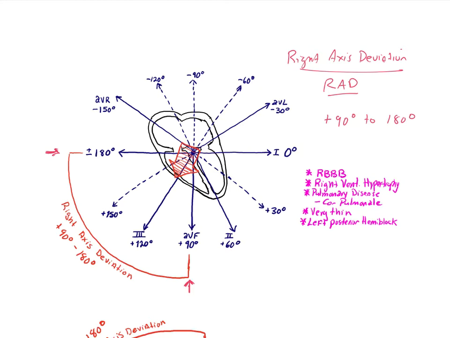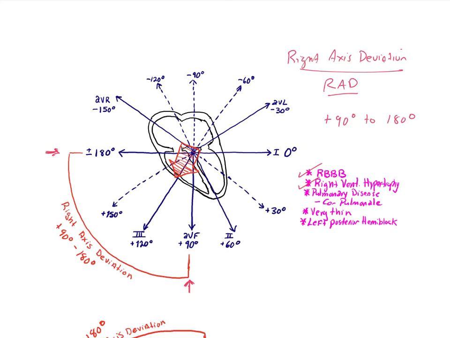What kinds of things can shift the axis to the right? That's kind of good to know, right? If you see that your patient has right axis deviation, you should be able to see that. I'll show you here in a minute. I want to talk about it first, and then I'll show you how to identify or diagnose it. So, right bundle branch block, okay. Right ventricular hypertrophy, or RVH, okay.